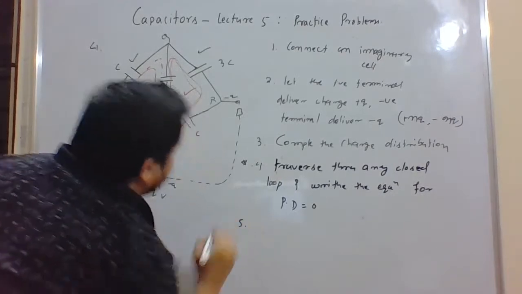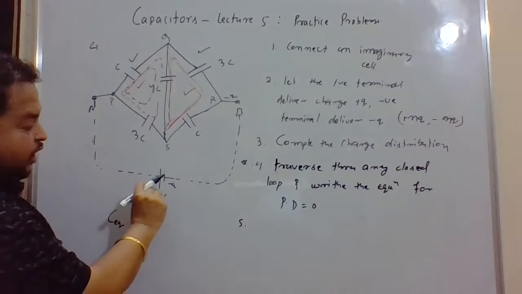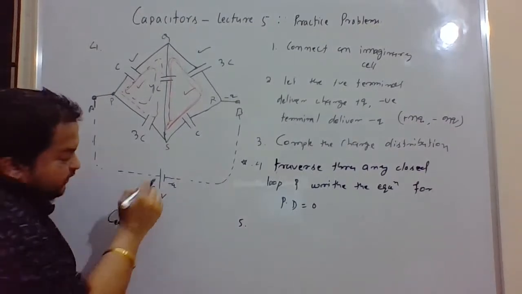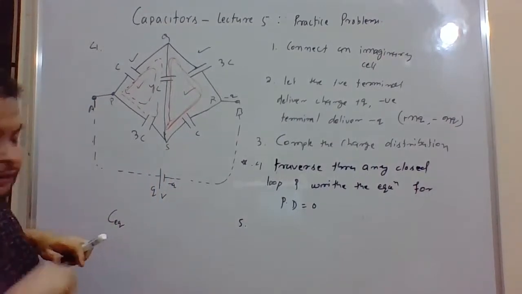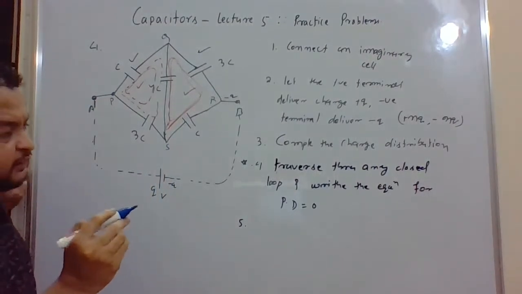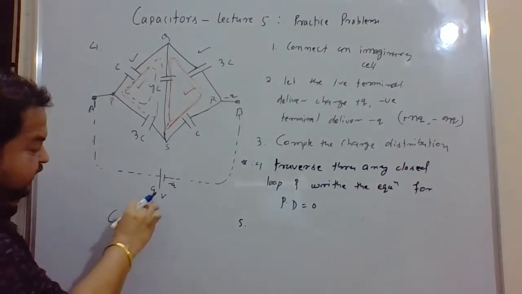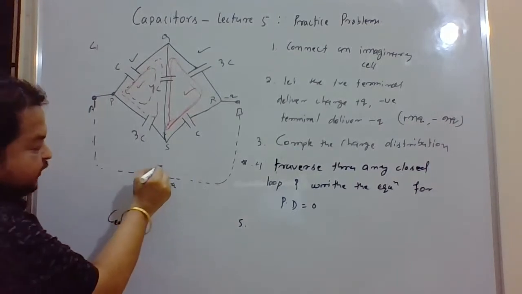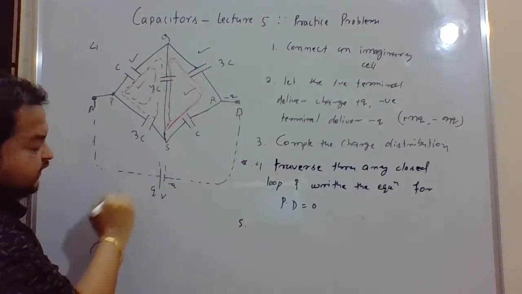Fifth point, what we will do: traverse from the negative terminal to the positive. Just see here, we just discussed that potential difference is a point function. It's not a path function. So which means if the potential difference provided by this cell is V, then your positive terminal minus negative terminal potential is V.